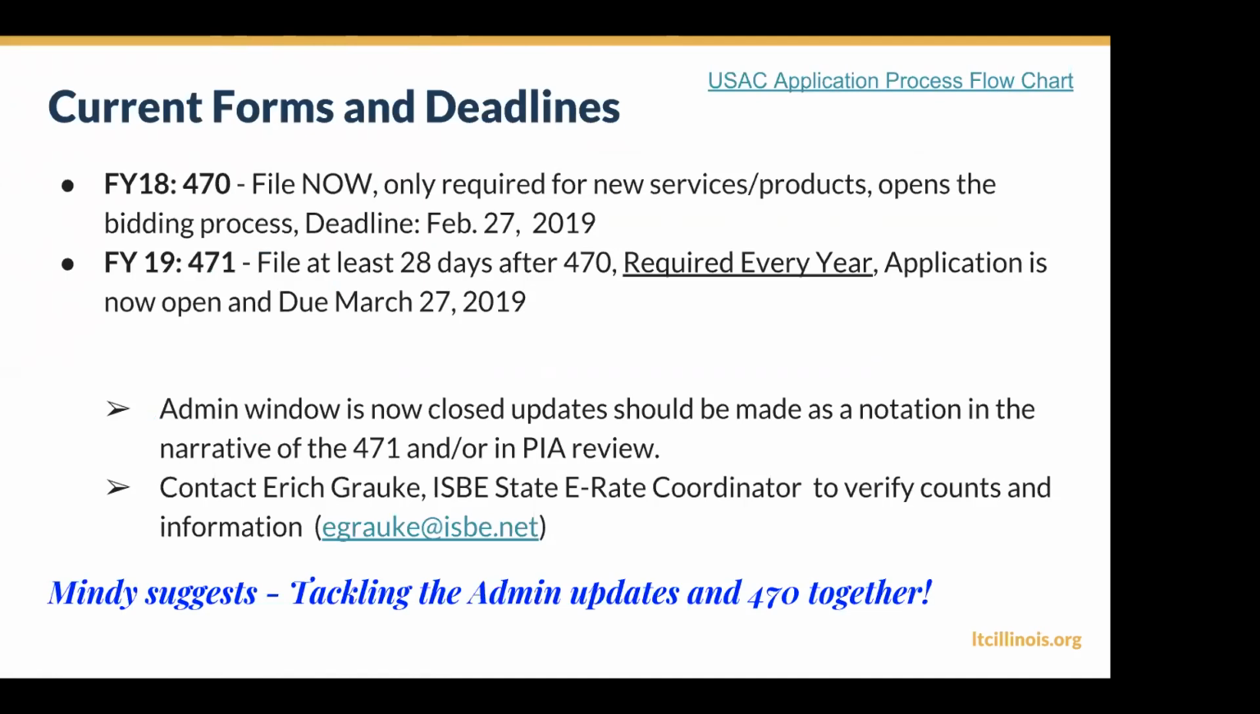The one after this one is the 471. That does have a hard deadline of March 27th, and you have to give at least 28 days for your 470 to be available for bidders to reply. That stops you from sending out a 471 one day, choosing your brother-in-law down the street to be your provider, and then making and signing a contract the next day. It is an open bidding and fair bidding process, so that does take at least 28 days.